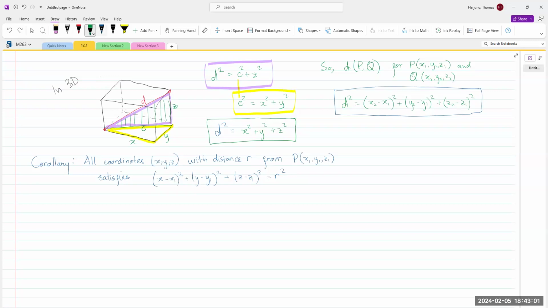Let's do a little example. We'll call this example 3. A sphere with radius 5, centered at (6, -7, 3), has equation. What is the equation?